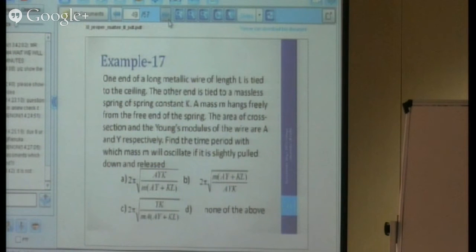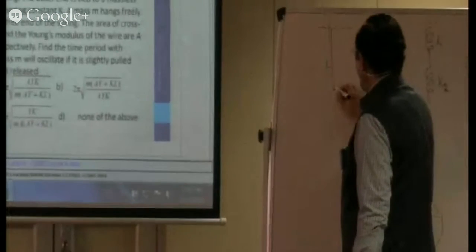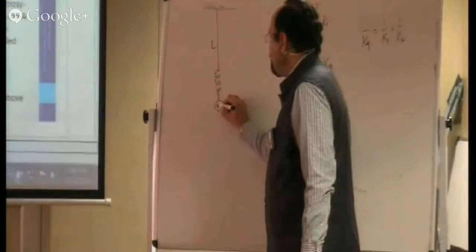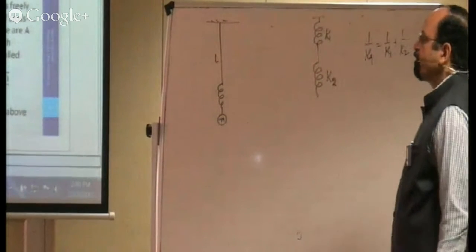Right? I'm mixing this thing there. Let's read now the question with this in background. It says that one end of a long metallic wire of length L is tied to a ceiling. The other end is tied to a massless spring of spring constant K. The situation is like this: I have this wire of length L and then there is a spring. A mass M hangs from the free end of the spring.